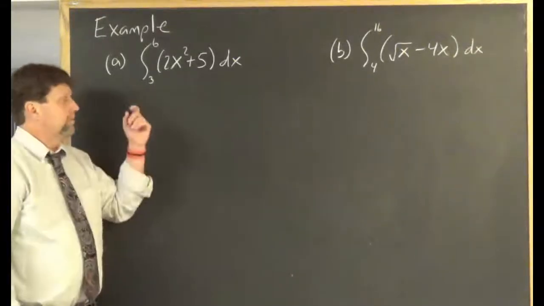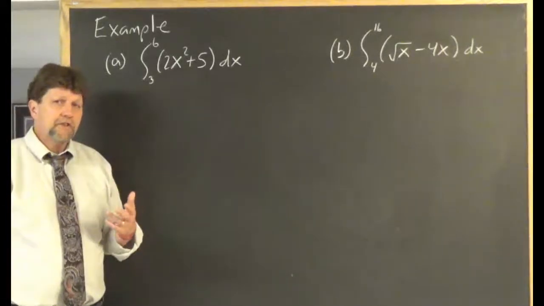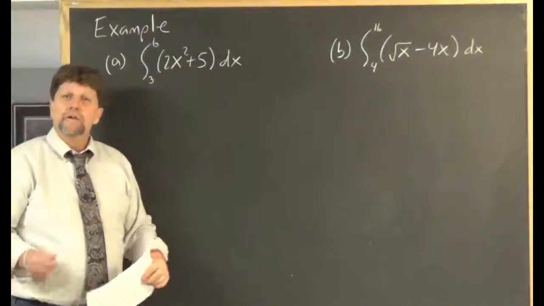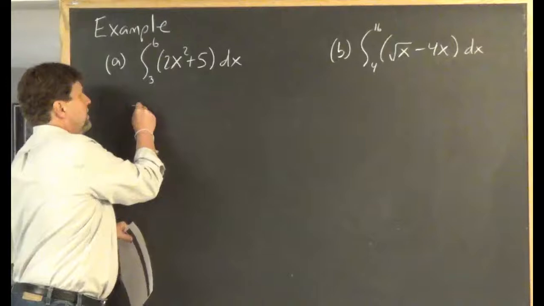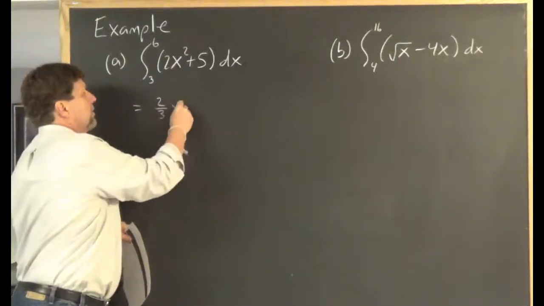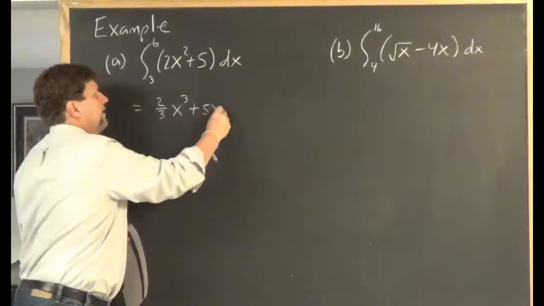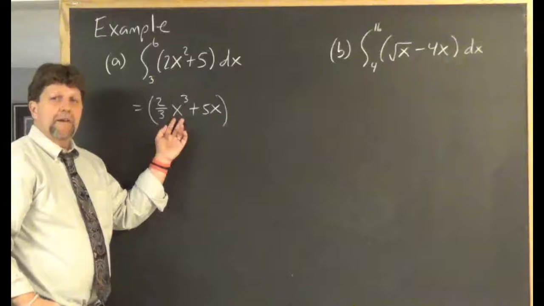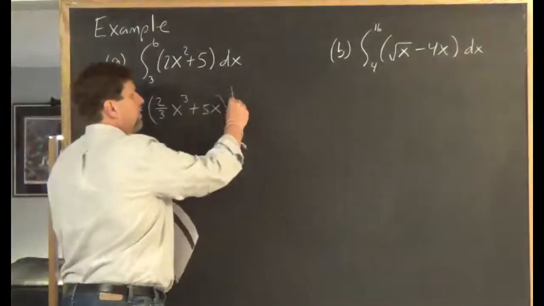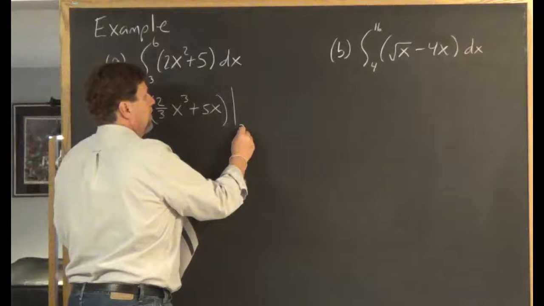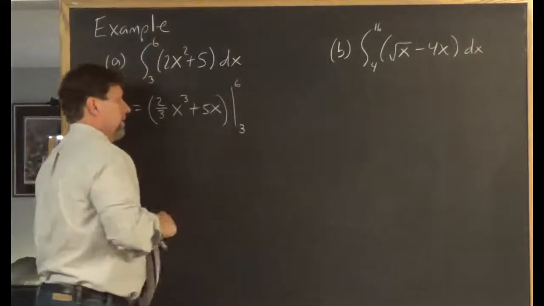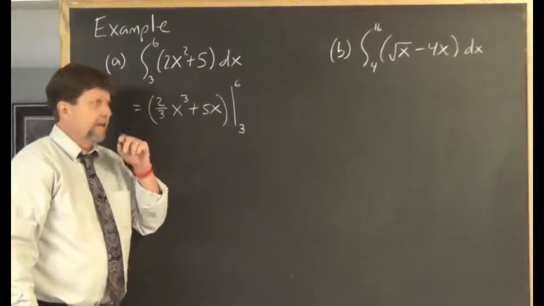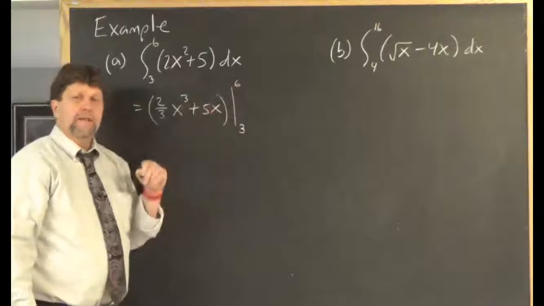So here's what you do. You do just like you did in section 6.1. Get an antiderivative for 2x squared plus 5. So the antiderivative for 2x squared plus 5 is 2/3 x cubed plus 5x. That's the antiderivative, that's that uppercase F of x. And then we put a vertical bar, lower limit of integration, upper limit of integration. So this is the antiderivative, the big F of x, and we're evaluating it from 3 to 6.